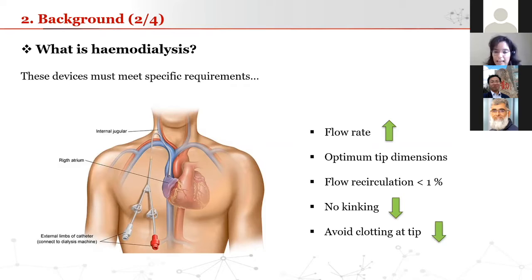Then we need to avoid kinking of the catheter segments, meaning that they should not be deformed. And we also need to avoid clotting at the tip. This is actually a very important thing. Clotting means the creation of coagulants of blood at the tip, and it will create a barrier for the passage of blood flow. So imagine that your flow is passing, and then you are constricting the amount of flow which can pass. So we need to prevent clotting from happening to have a good performance of the catheters.